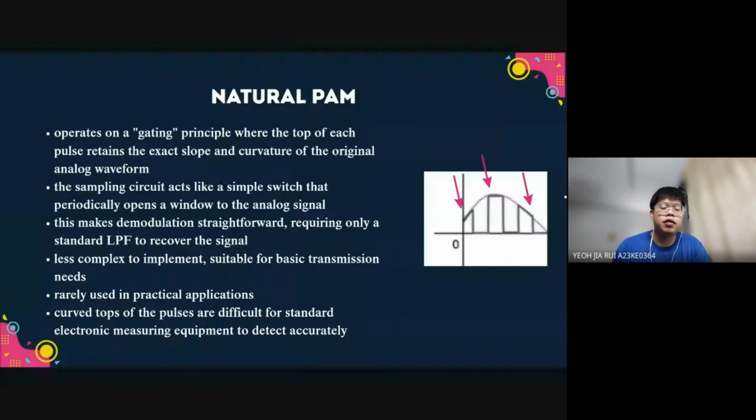The first method is called natural PAM. This is a theoretically pure way to sample a signal. Imagine that it is like a gate that opens and closes very quickly. Because the gate is open for a short moment, the top of each pulse is not flat. So it actually keeps the exact curve and slope of the original wave. This sounds perfect because it does not cause any distortion, but it is rarely used in real life, as the curved pulses are very hard for electronic equipment to measure accurately, and they are easily ruined by background noise or interference.